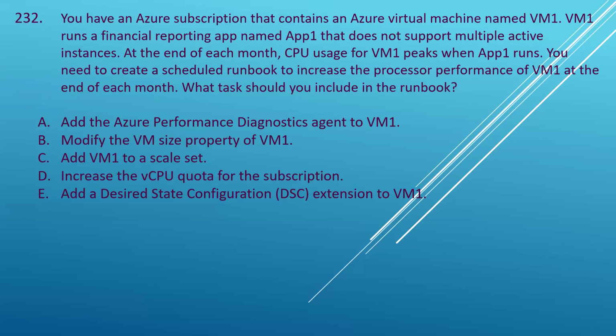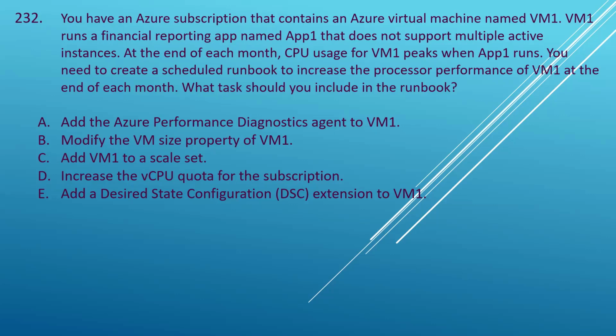VM1 runs a financial reporting app named App1 that does not support multiple active instances. At the end of each month, CPU usage for VM1 peaks when App1 runs. You need to create a scheduled runbook to increase the processor performance of VM1 at the end of each month. What task should you include in the runbook?